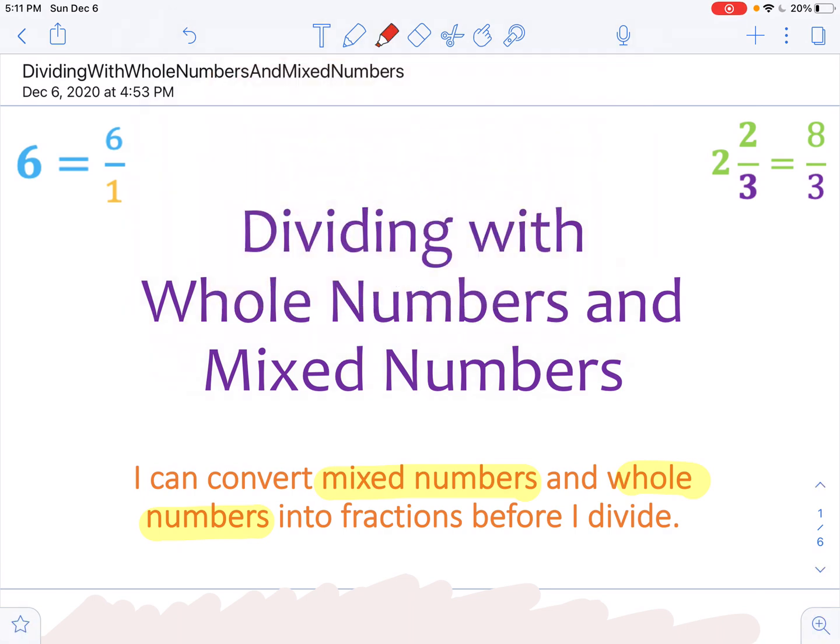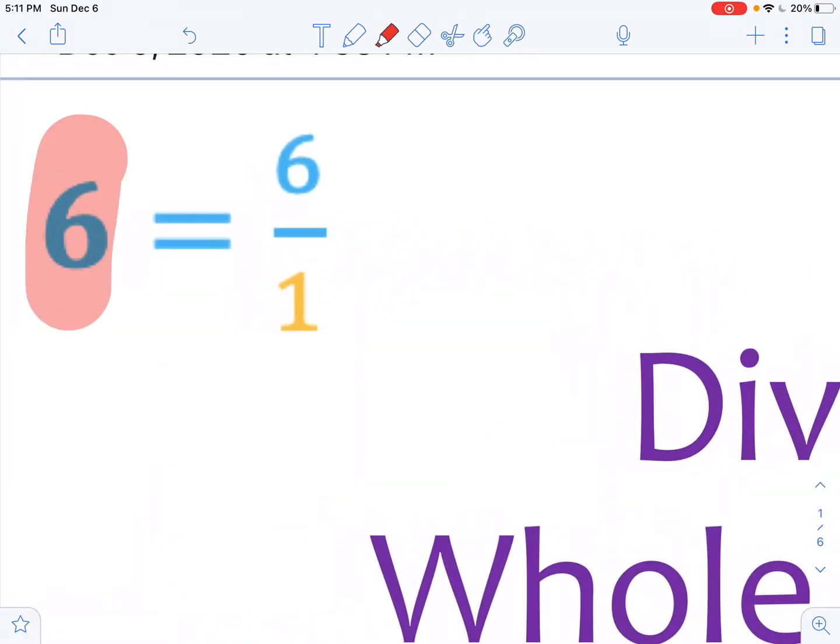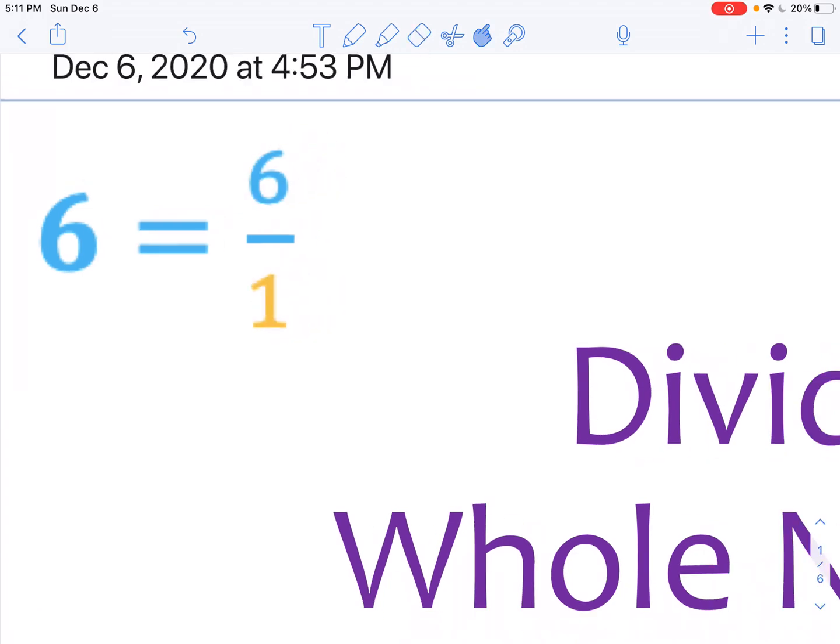I'm going to convert. That means change the way they look. So they're going to start as mixed numbers or whole numbers, and they're going to get changed into fractions that mean the same amount as those whole numbers and mixed numbers. So very quickly, here's the whole number 6. To convert that into a fraction, all I have to do is put that 6 on top of 1, because a 1 means my whole isn't getting cut into any parts. I have wholes there. So the way I read this again is 6 wholes. That is not 6 once, that is 6 wholes.